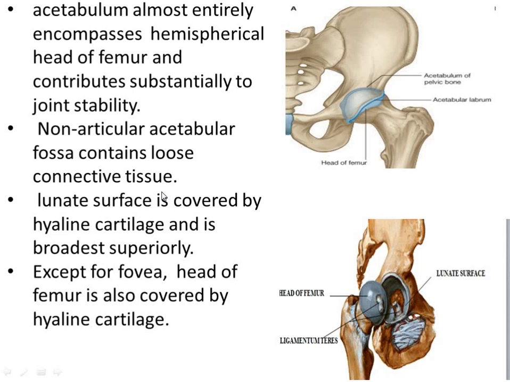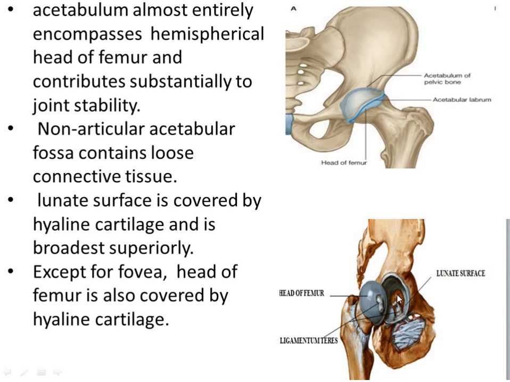The articular surfaces are covered with hyaline cartilage. So the head of the femur is also covered by hyaline cartilage, except for a small fovea in the head of the femur. The rest of the whole head of the femur is covered with articular cartilage, which is hyaline in nature. In the acetabulum, the lunate surface is covered with hyaline cartilage. So this lunate surface only is covered with hyaline cartilage, not the non-articular acetabular fossa.